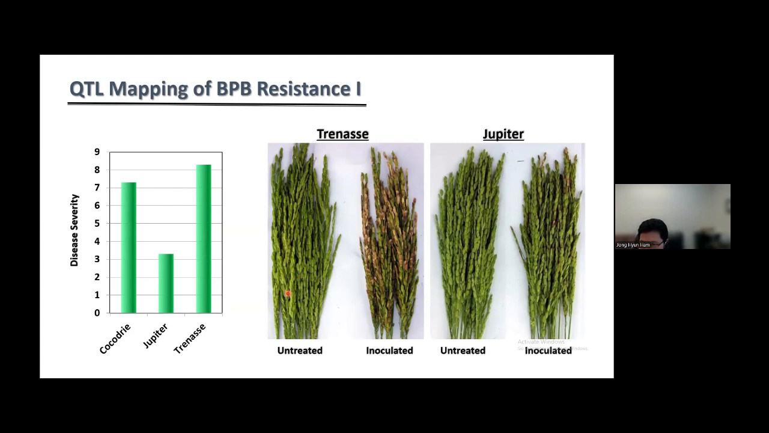This picture shows the disease phenotypes of the highly susceptible Trenasse and the moderately resistant Jupiter from artificial inoculation of the pathogen. We could see some distinct difference in the disease, and sometimes the difference was very obvious. But under some environmental conditions, Jupiter also shows quite a high level of disease. So it depends on the environment.